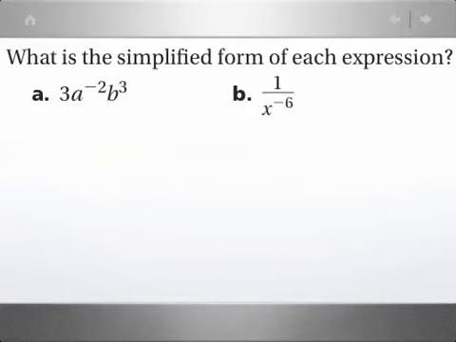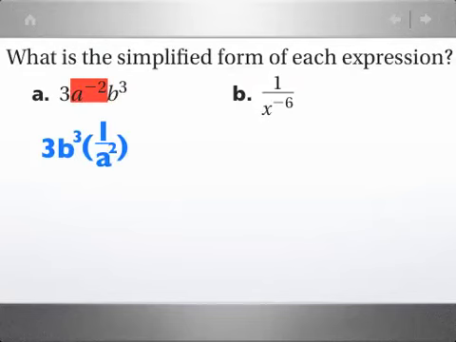This next example says, what is the simplified form of each expression? Here in A, I have 3a to the negative second, b to the third. Only one of these has a negative exponent, so I need to take a to the negative second and write it with a positive exponent by putting it under 1. The 3 and b to the third power, or b cubed, are going to be left alone. They're just going to stay whole numbers out in front. So I would have 3b cubed.